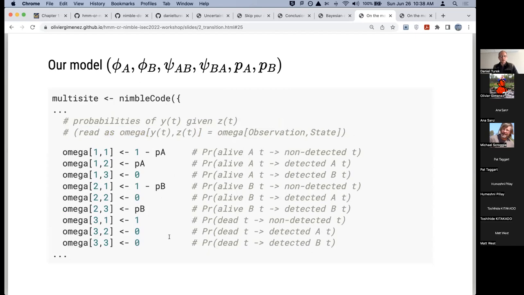The observation matrix, this is exactly the same as before, where each of these are the rows of the omega matrix. If you're alive in state A, then you can be non-detected with probability 1 minus PA, detected at site A with probability PA. And if you're alive in A, the probability of being detected at B is in fact 0. I will just point out, apologies, I think this is a typo in this line right here, if that's confusing anyone. I think this should read omega of Z of T comma Y of T. The first index represents the state, then the observation. And similarly here, this should read state comma observation. So everyone catch that. The order of these should be switched. But this just implements that observation matrix omega, as we saw before.